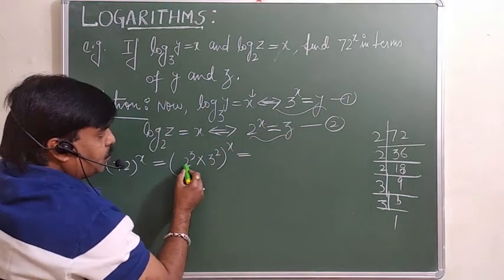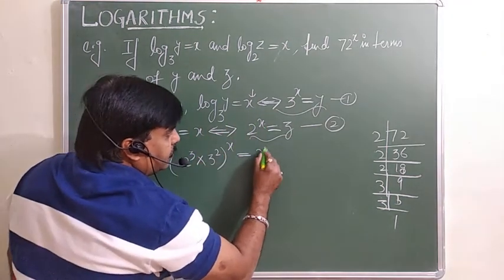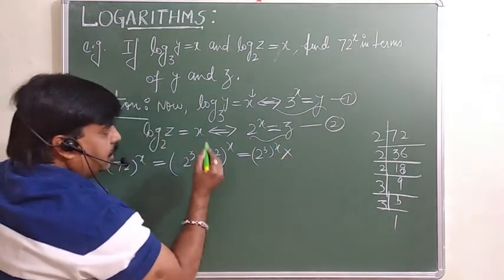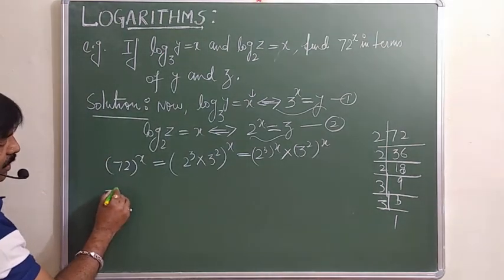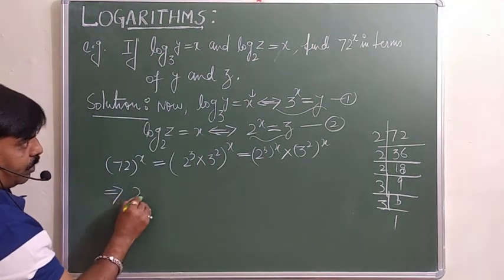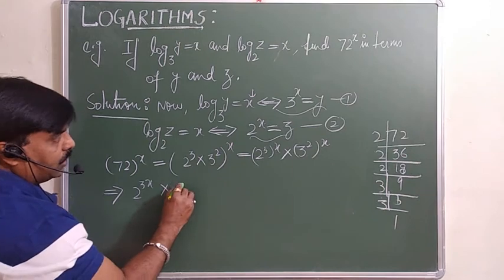So this can be written as 2 raised to power 3, whole over x, into, you can break it, 3 raised to power 2x. This can be written again as 2 raised to power 3x into 3 raised to power 2x.